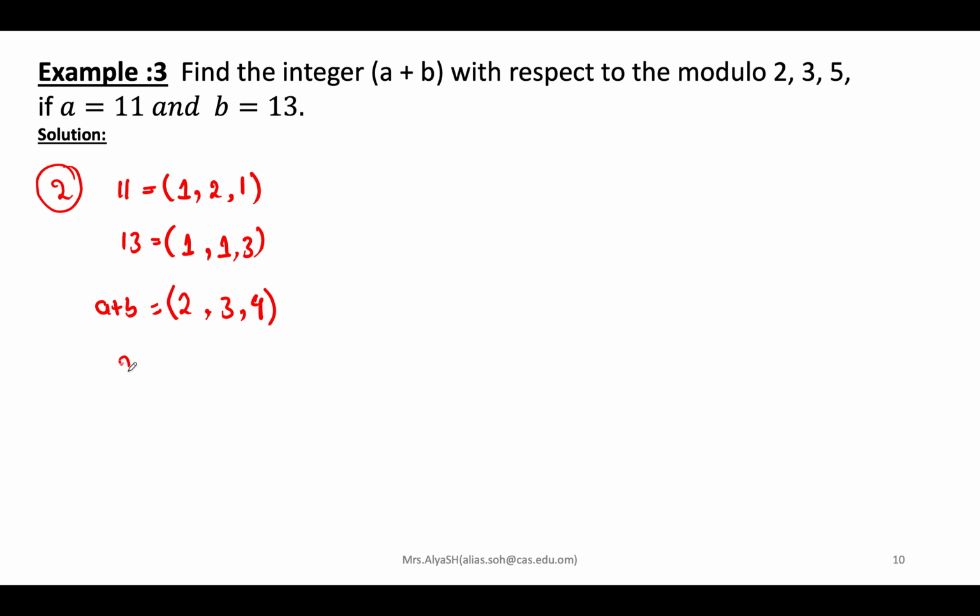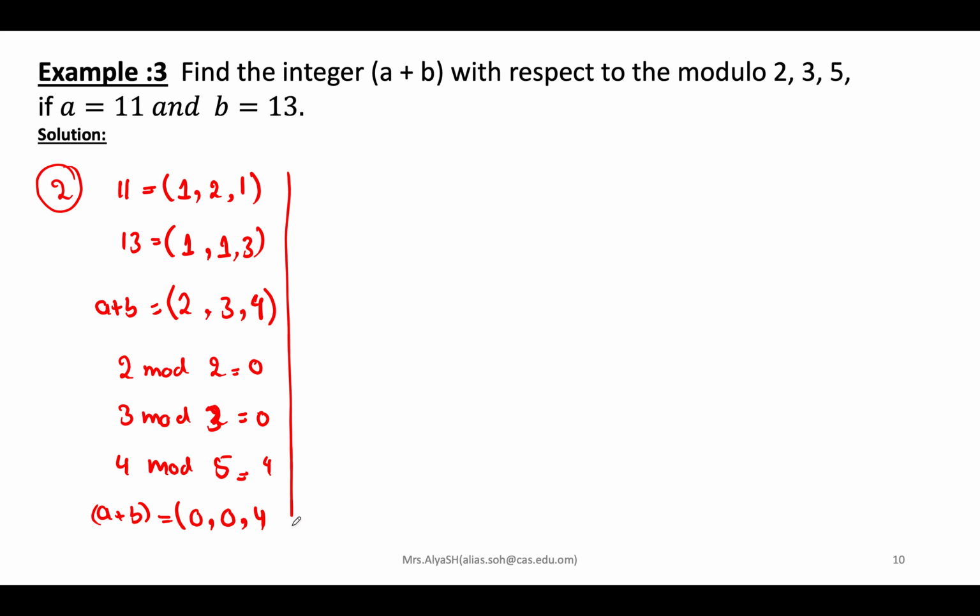So in case we had 2 mod 2, this is equal to 0. 3 mod 3 is also 0. And 4 mod 5 equals again 4. So here we got that A plus B has the modular representation 0, 0, 4.